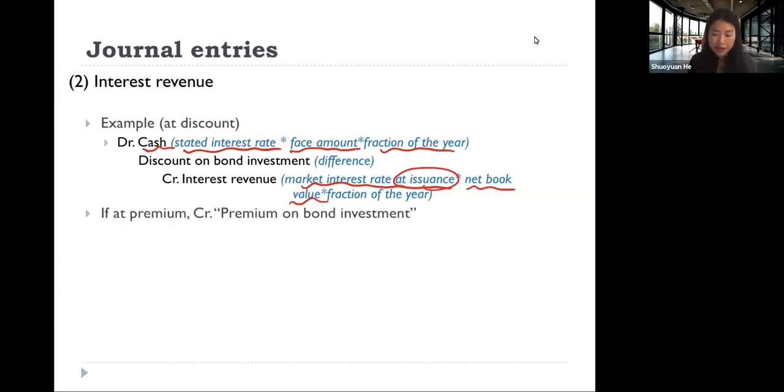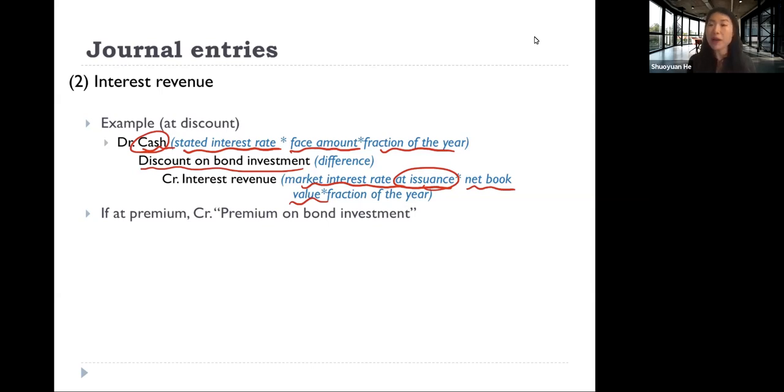And then if this bond is issued at a discount, the cash interest we receive is going to be smaller than the interest revenue you are going to calculate. The difference is going to be recorded as a debit to the discount on bond investment. So if you recall previously, our discount on bond investment account has its balance at the credit side. And then by debiting discount on bond investment, it is going to decrease the balance of this account.